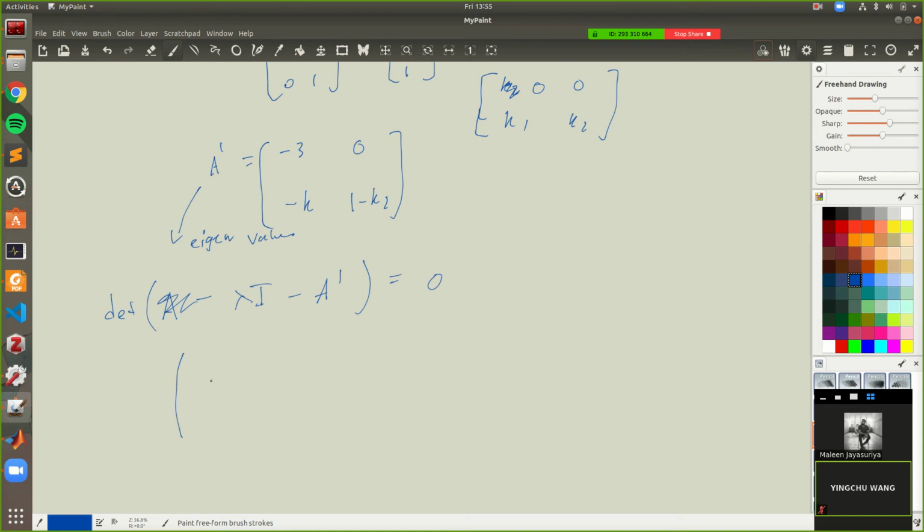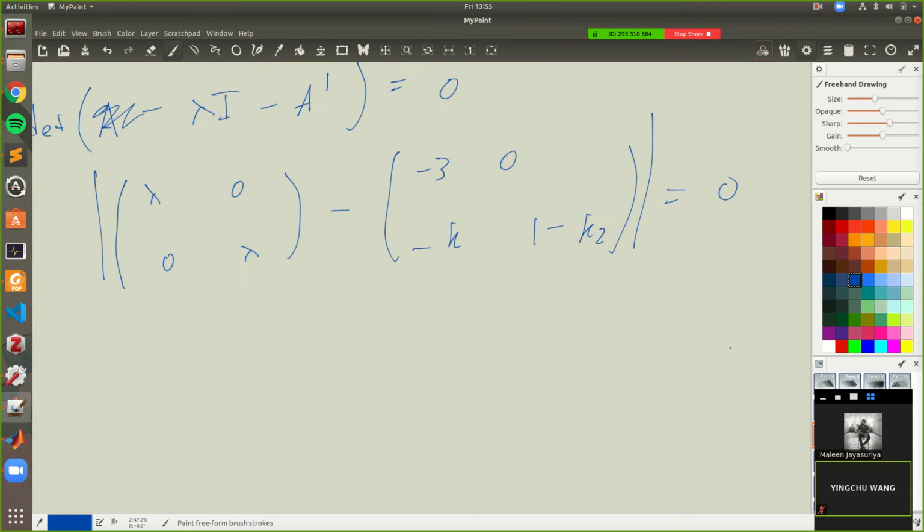So what does that mean? You have the determinant of lambda minus -3, 0, then k1, lambda plus k2 minus 1, equals 0. By the way, just make sure I'm doing the math correctly.